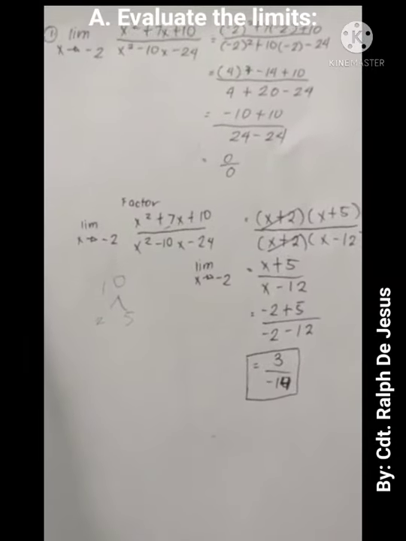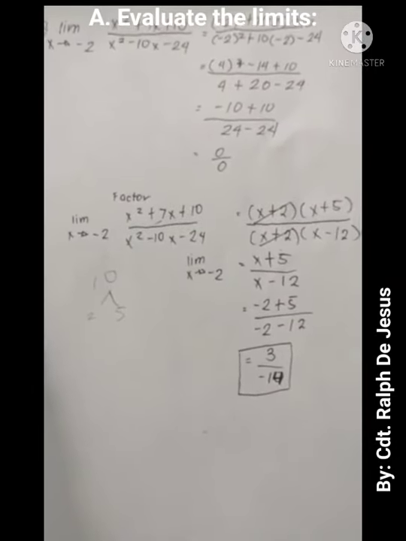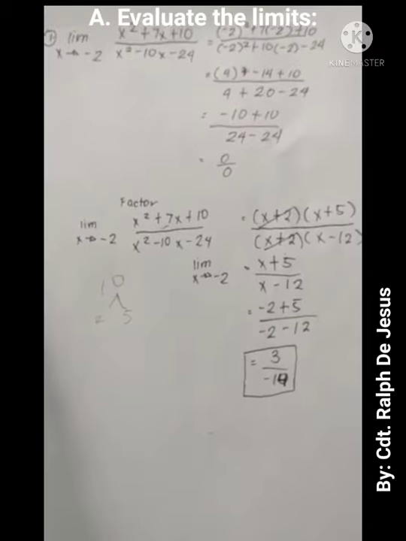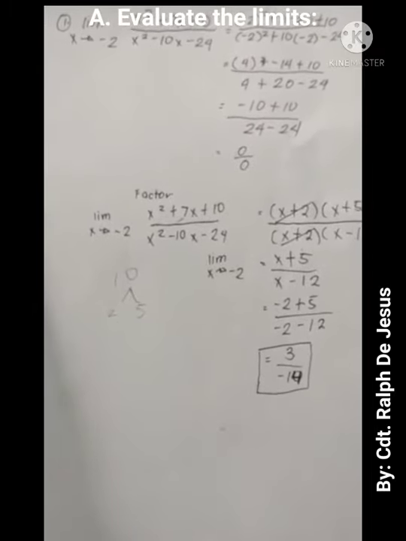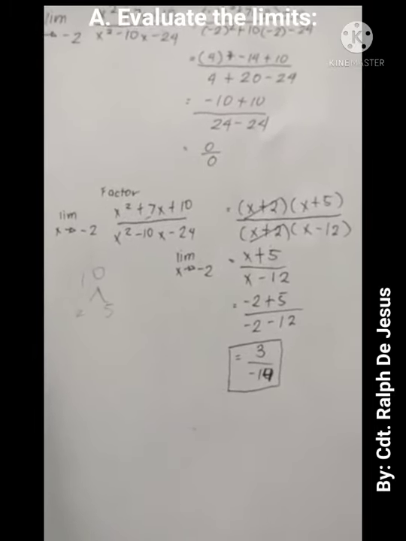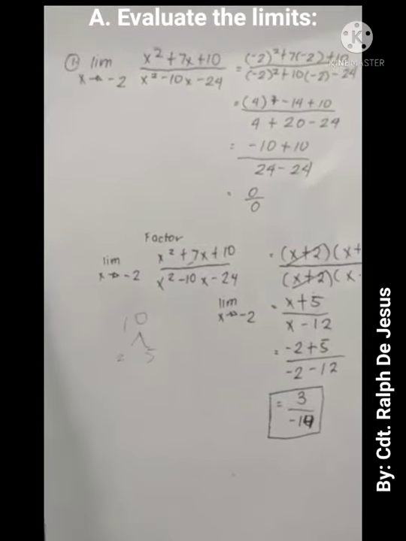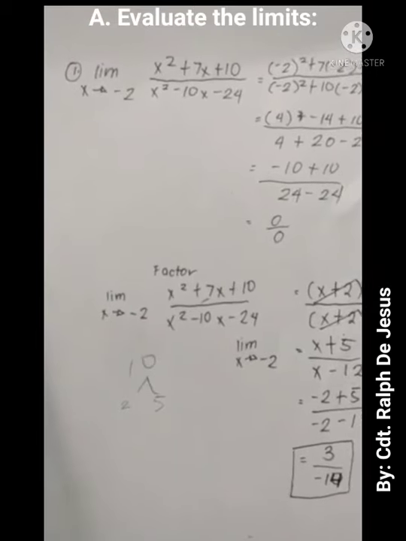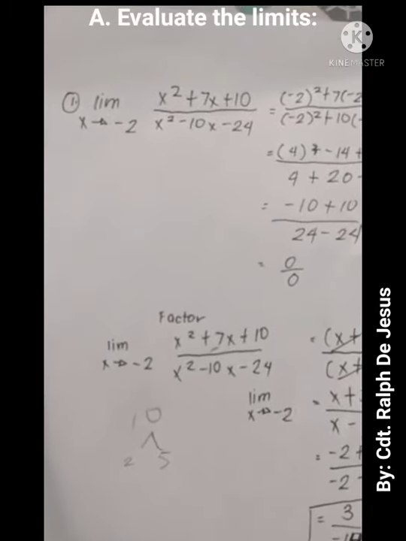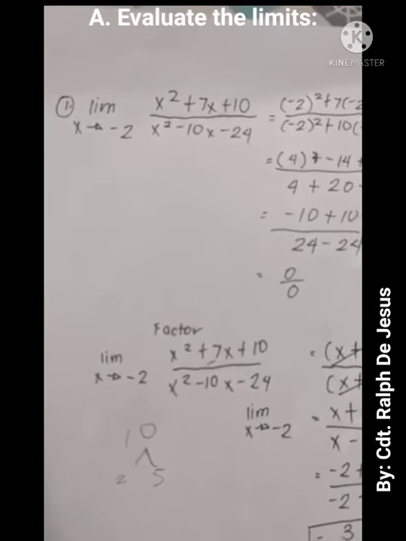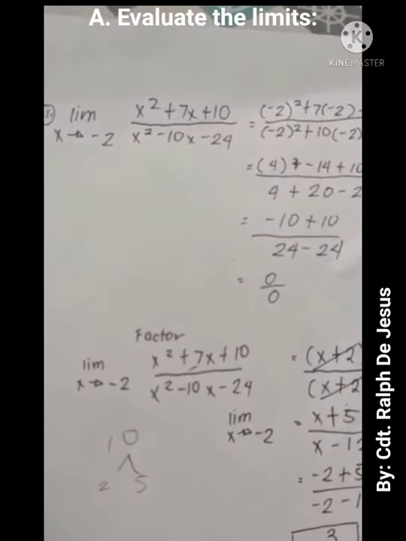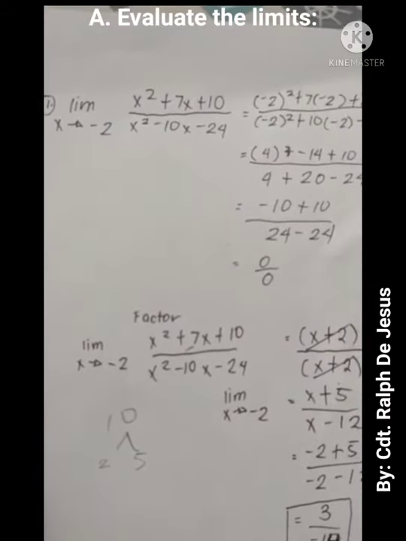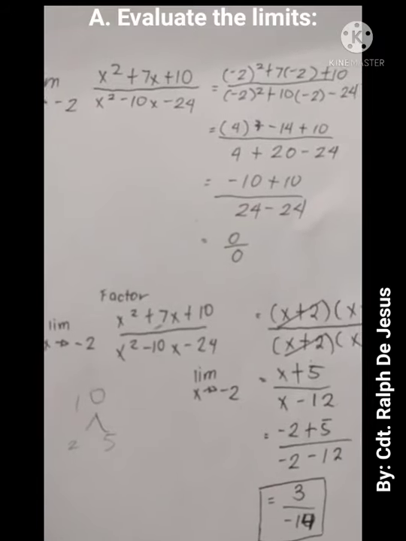In this topic, we are going to find the value of the limit for each given. So let's start with our given number 1. We are going to try to use direct substitution. For our given 1, the limit as x approaches negative 2 of x squared plus 7x plus 10 over x squared minus 10x minus 24.